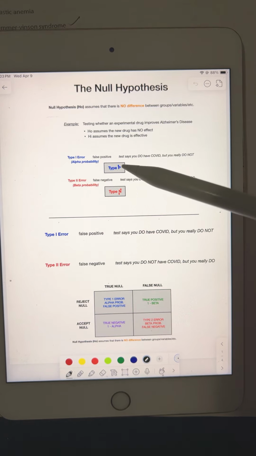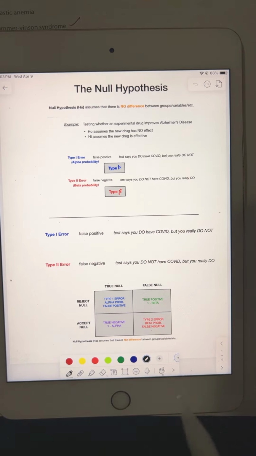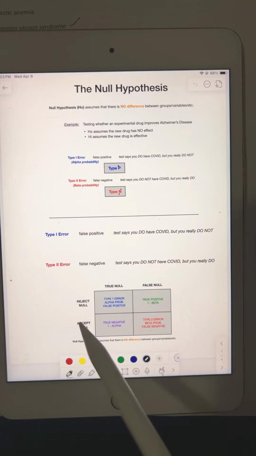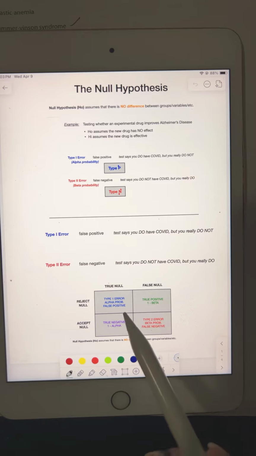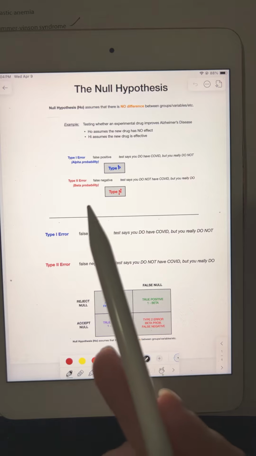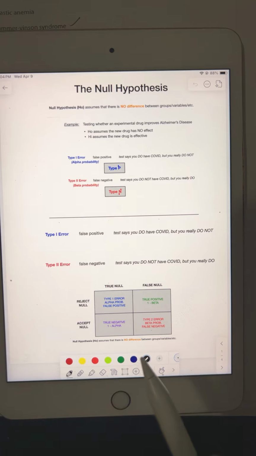So type 1 error. Let's see this table first. So true null, false null, and then reject null, accept null. First we will see true null. So we accepted that there is a difference, but later on we see that it doesn't have so much effect. So this will be type 1 error.